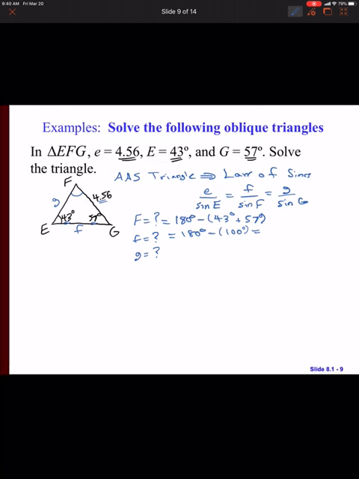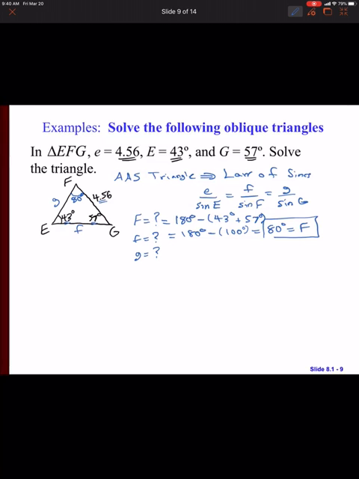So 180 minus 100 is 80. So our third angle, right, is going to have to be 80 degrees, right? So we add those up. So we got 1/3 of our solution. So there's angle F, right? Angle F is 80 degrees, just using a little geometry.